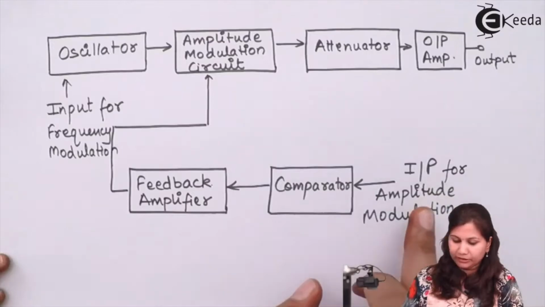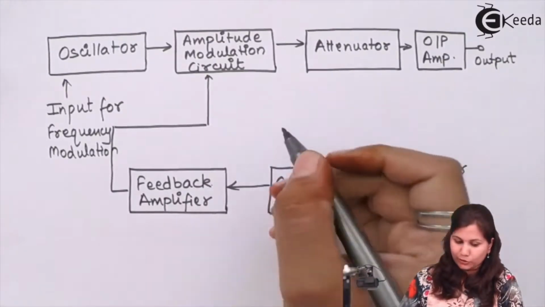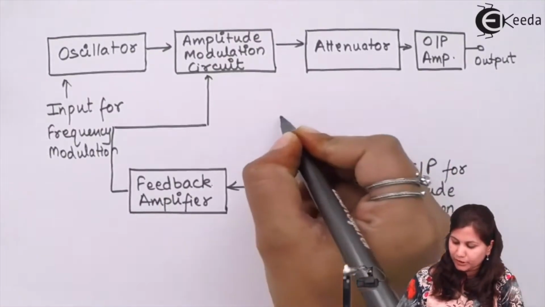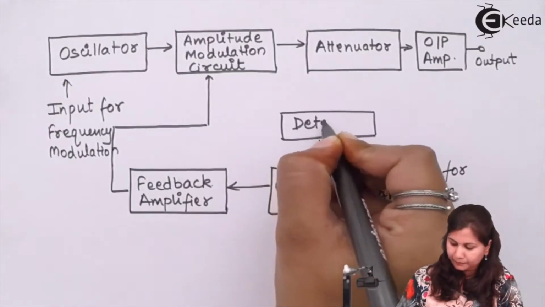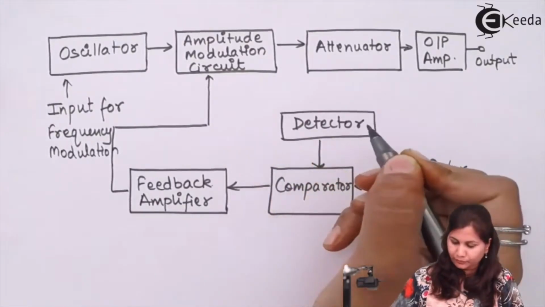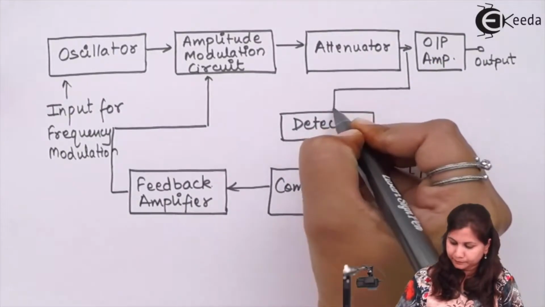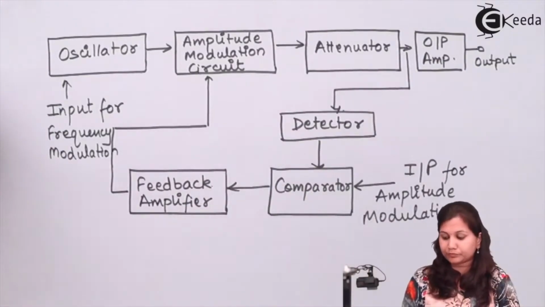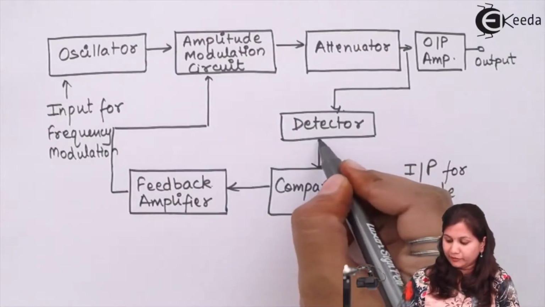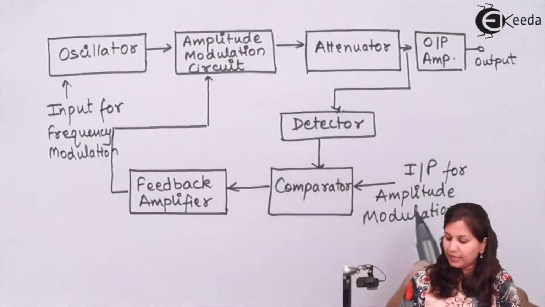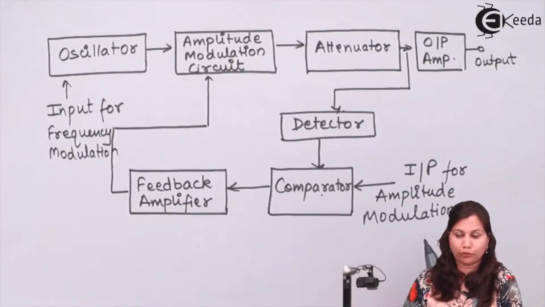Here we have the input for amplitude modulation. To the comparator we also have one input which is from the detector. So from the detector we get the output signal, and the other input to the comparator is the input for amplitude modulation.